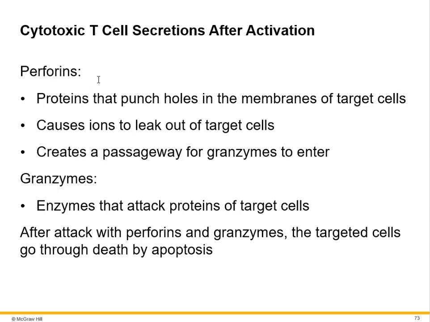And so what they do is they secrete perforins, which punch holes in the membrane, and that causes the cells to leak out, creates a way for the granzymes to enter. Granzymes, just like the name says, sound like an enzyme, and they are. They're an enzyme that attack proteins in the target cells. And so after the perforins and the granzymes, the targeted cells go through cell death by apoptosis. So they basically sacrifice themselves so that the rest of the cells will not be attacked.